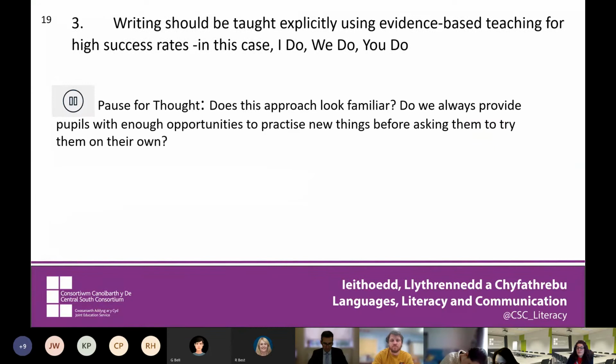Okay, pause for thought. Does this approach look familiar? And do we always provide pupils with enough opportunities to practice new things before we ask them to try them on their own?